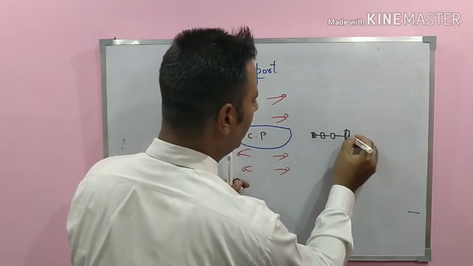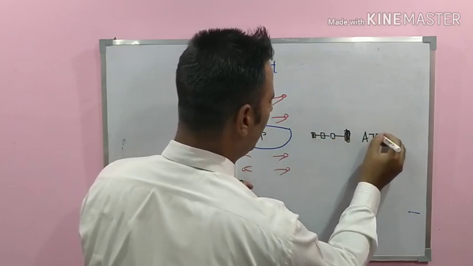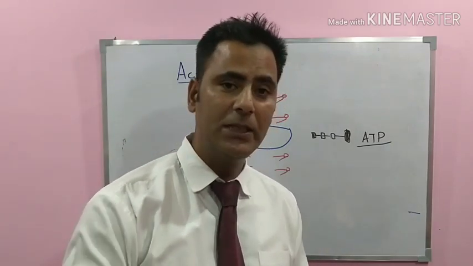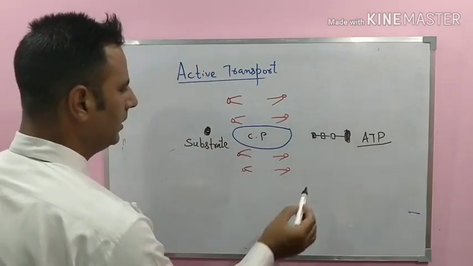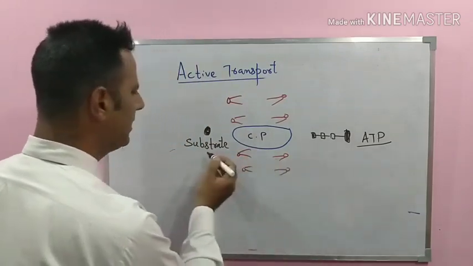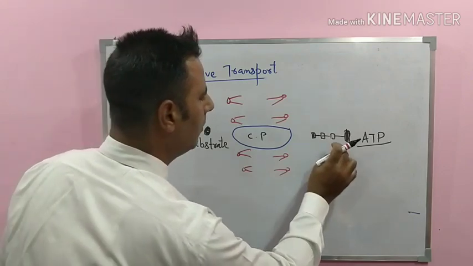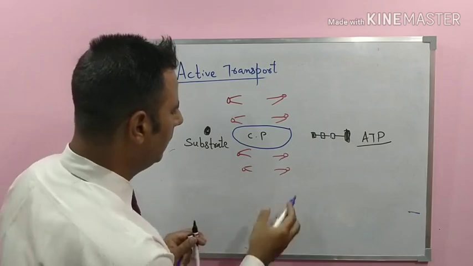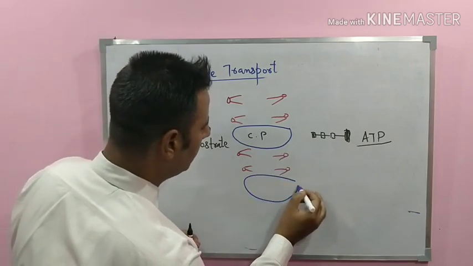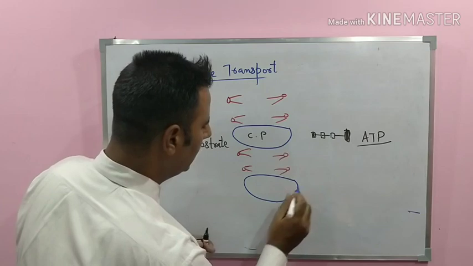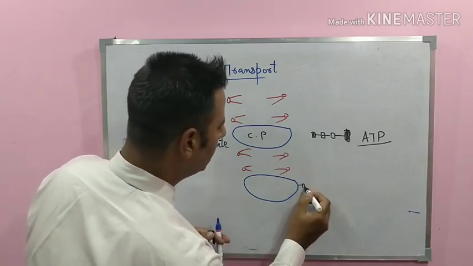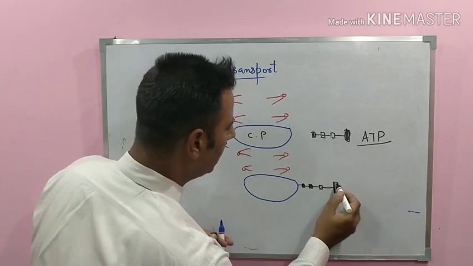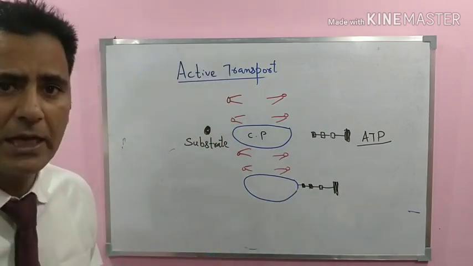We know in case of primary active transport, energy is required, which comes in the form of ATP. There are two binding sites, one for the ATP, second for the substrate. Once this ATP binds with the carrier protein, for example, the same carrier protein I am taking, this ATP is binding with this carrier protein. What is the site? We call it the ATP binding site, which is present on the carrier protein.